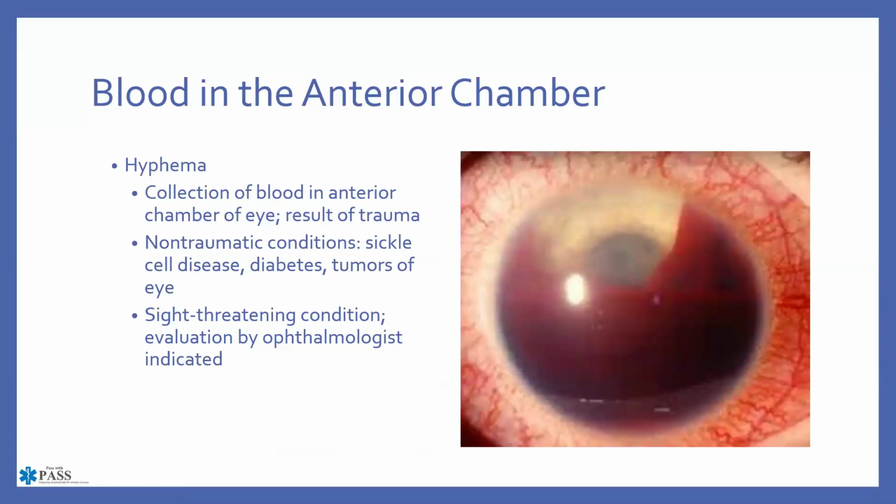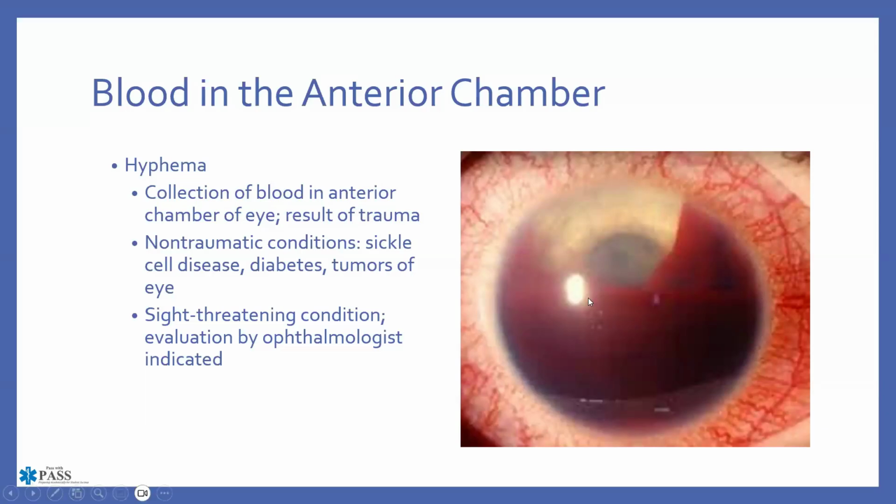Blood in the anterior chamber is known as a hyphema. So what we have here is a collection of blood in that anterior chamber of the eye, which we've talked about before. Remember, if we go back to the very beginning of the eye talk, we had both the anterior and the posterior. We had aqueous humor in the anterior portion, and we had the vitreous humor in the posterior portion. Well, where that aqueous humor should be collecting, we now have blood. There are some non-traumatic conditions, sickle cell disease, diabetes, and tumors of the eye, that can cause this. It is potentially a sight-threatening condition.